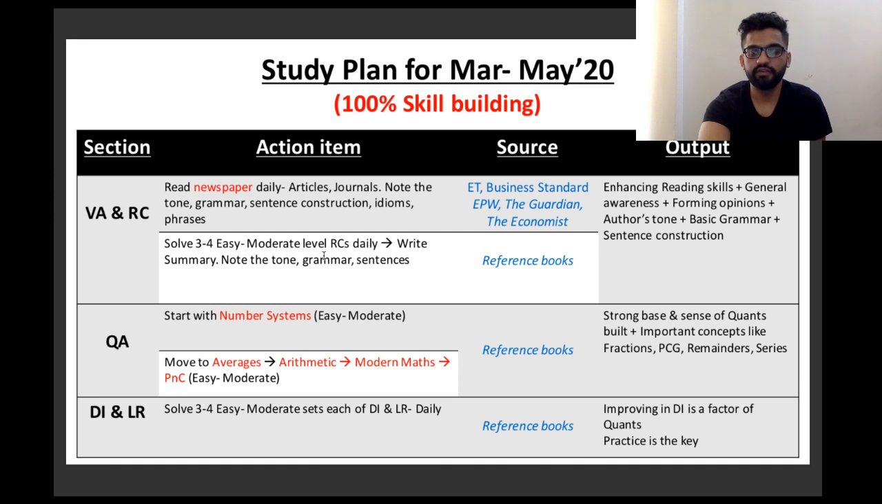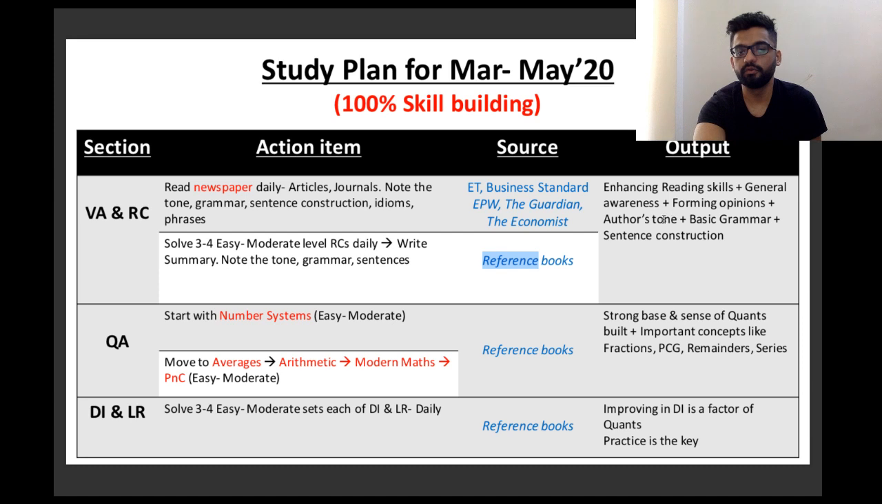Solve 3 to 4 RCs. See, when you're solving the RC, you're building your vocabulary, you're building also the understanding of how sentences are constructed. So para-jumbles is taken care of, summary is taken care of, last sentence kind of a thing is taken care of. Everything is inculcated, is there in RC. You just have to understand that. Right, so the source for RCs would be the reference books that we talked about earlier in the session.